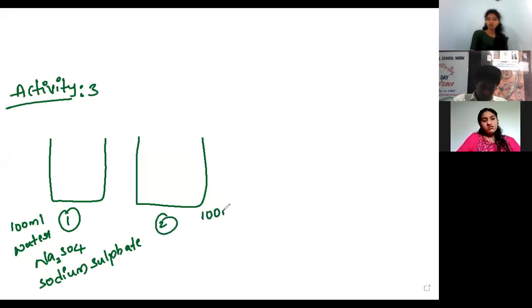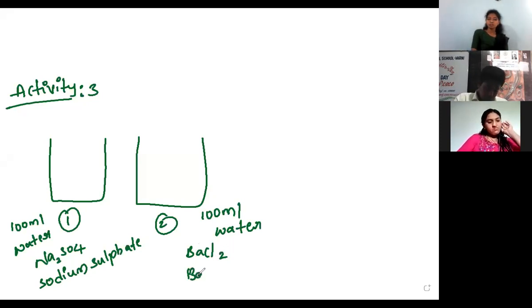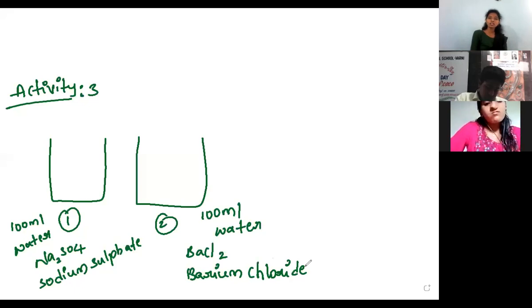And in the second beaker, take 100 ml water, and to this add barium chloride powder. After some time this barium chloride also dissolves in the water, so we call this a barium chloride solution. What is the color of these two solutions? Both are colorless only. How does water look? Same. They also look like that only. Both are colorless here.